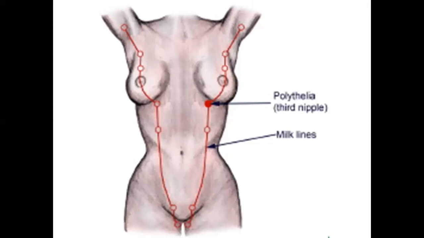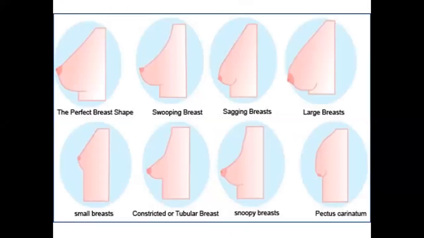Congenitally, you may have a nipple in the milk line. This is one of the congenital anomalies. Then there are certain other congenital anomalies related to the position of the nipple. But you have to be very careful when you are examining the position of the nipple. If there is a lump underneath, the nipple may invert. So inversion does not always mean that there is a tumor. That may be a skin disease also.